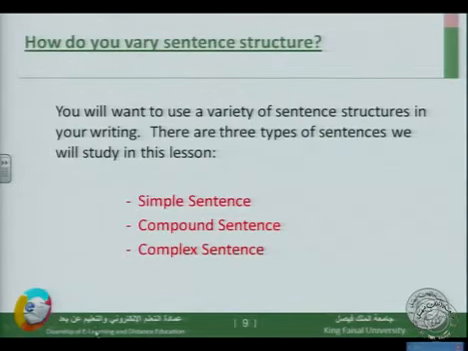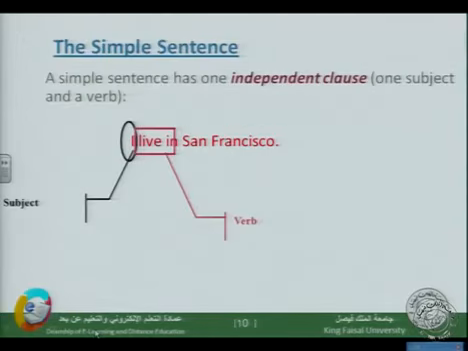How do you vary sentence structure? How can we do this? You will want to use a variety of sentence structures in writing. You need this. There are three types of sentences we're going to study in this lesson. The first one is the simple sentence, and the others are the compound sentence and the complex sentence. A simple sentence consists of only one clause, compound sentences of two clauses, and complex sentences of more than two clauses. Okay? Let us now discuss each one aside.